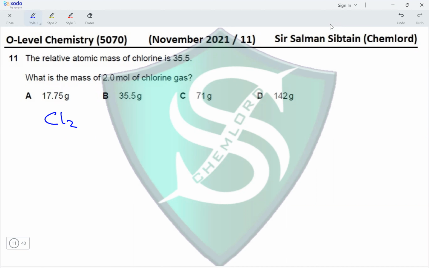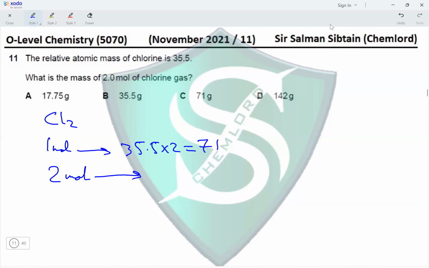So if we have Cl2, that means 1 mole of this gas will have a mass of 35.5 into 2, which gives us a value of 71. And therefore, 2 moles of chlorine gas will have a mass of 71 into 2 because the mass of 1 mole is 71. So the number of moles is doubled, so the mass will also be doubled. So this will result in a value of 142 grams. This makes option D the correct option for this question.